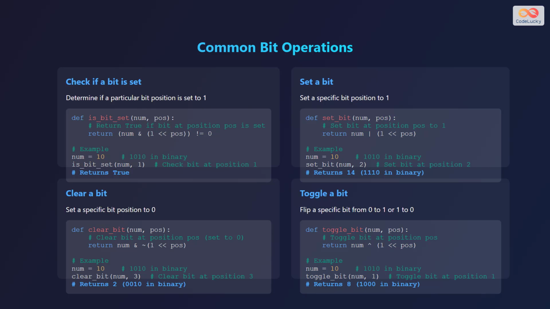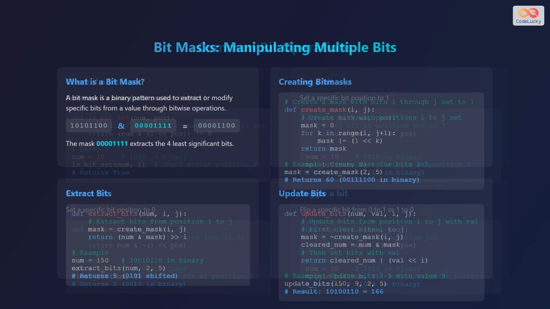Toggling a bit involves flipping a specific bit from 0 to 1, or 1 to 0. This function toggles the bit at the given position. For example, toggling the bit at position 1 in the number 10 returns 8, which is 1000 in binary. Now let's explore bit masks.